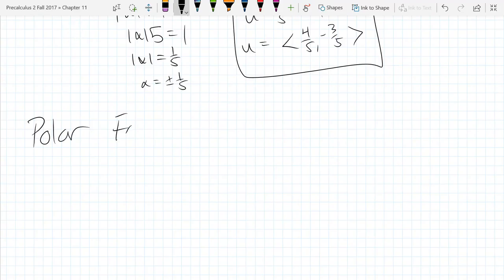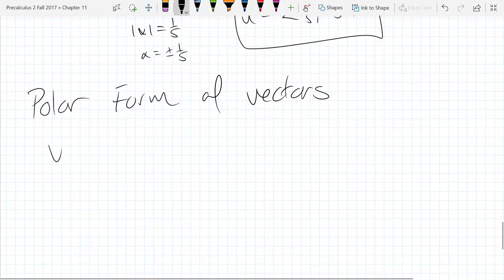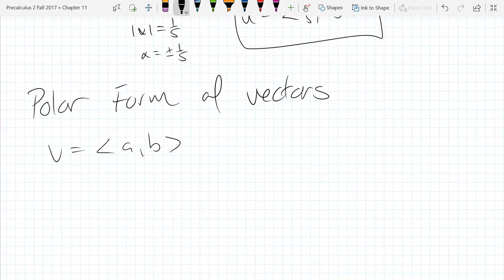Polar form of vectors. So we had originally a vector that could be written as two coordinates A, B, where you go over A, up B, and that's the arrow right there. This is going to, in polar form, look a lot like the complex polar form. So you get the magnitude of V, which is the modulus or the distance from the origin. So that's the length of the arrow.